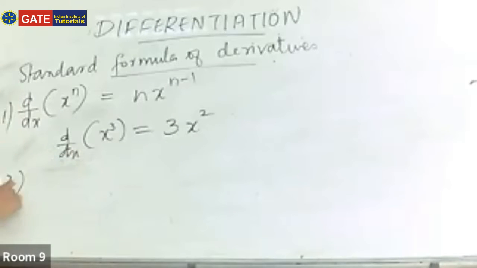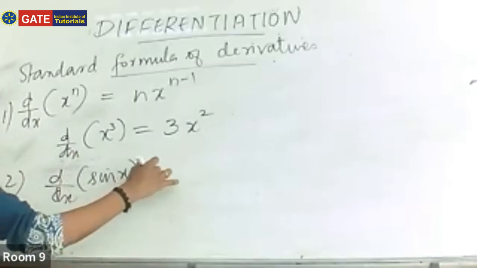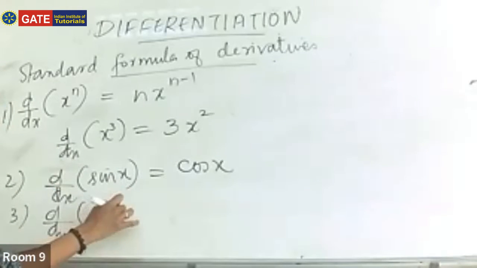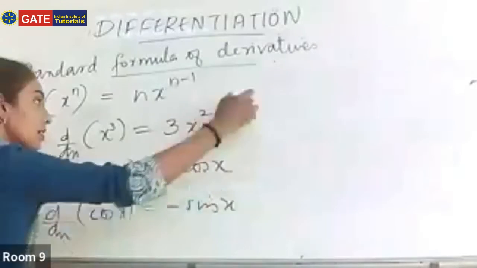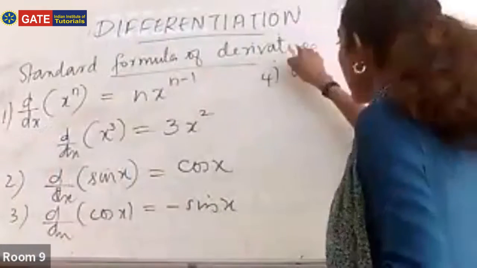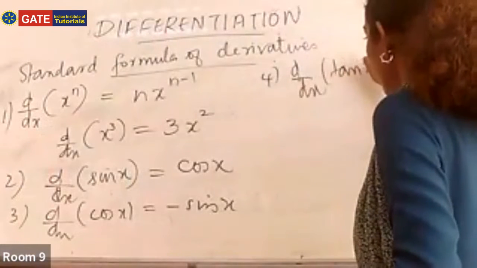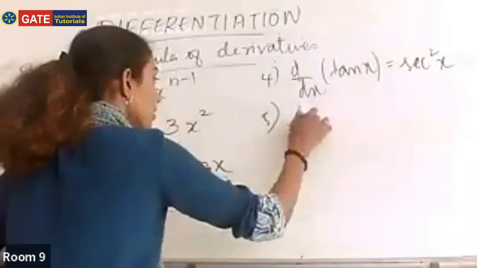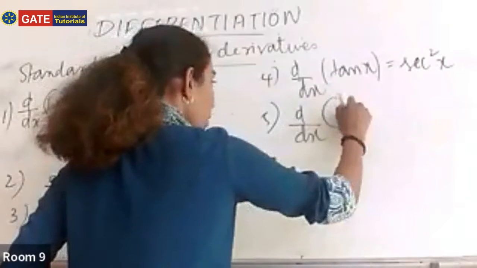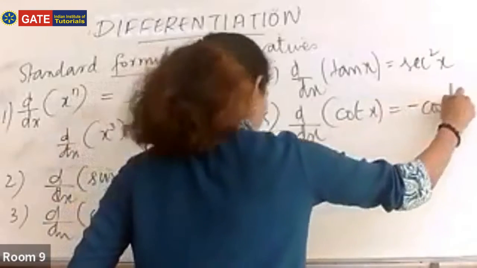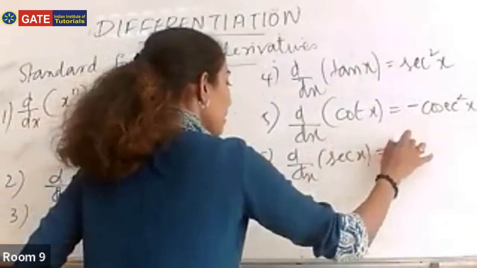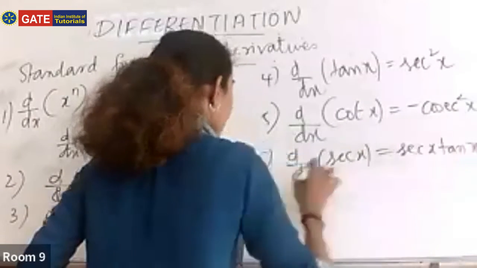Then derivative of the trigonometric functions. What is derivative of sin x? Sin x derivative is cos x. Then derivative of cos x is minus sin x. You can note this down. Then derivative of tan x is sec square x. Derivative of cot x is minus cosec square x. Derivative of sec x is sec x tan x.